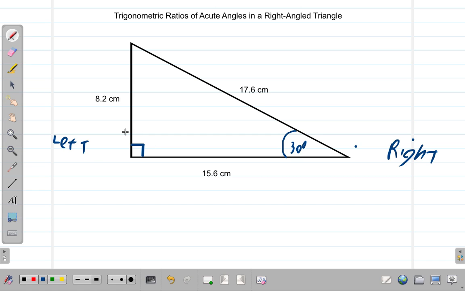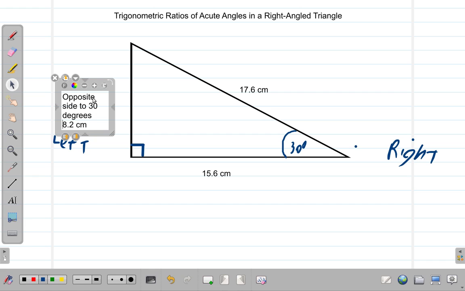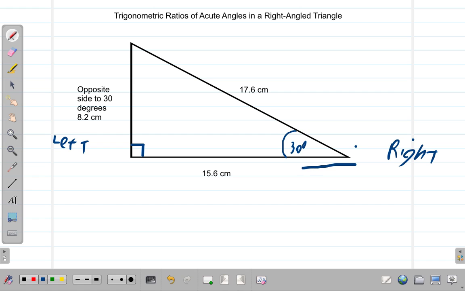Left and right are opposites of each other, right? So this side, I call it the opposite side to the 30 degrees. It is the opposite side to the 30 degrees, and it measures 8.2 centimeters. This other side runs alongside the 30 degrees. It runs alongside right here.